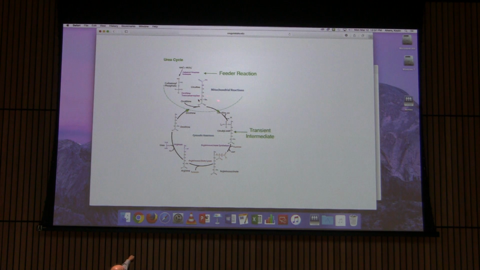All right. After this has been made, and you don't need to know the enzyme, after this has been made in the mitochondrion, the citrulline is released, and there's an antiport that puts out citrulline as it puts in ornithine. So there's always a balance. One citrulline out, one ornithine in, and the mitochondrion is happy.